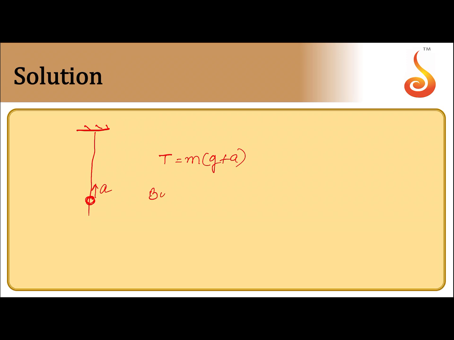But you also know that the maximum tension is equal to 500 Newton according to the problem. So, I should be able to write 500 is equal to, what should I get? 500 is equal to m into g plus A. Is that correct? Yes. So, 500 is equal to m into g plus A.